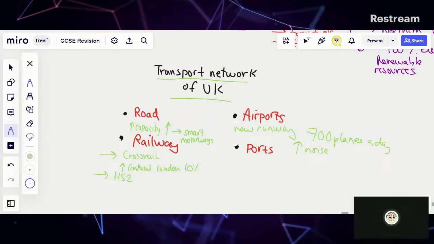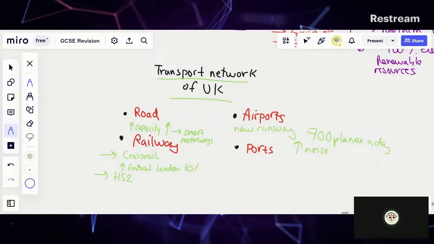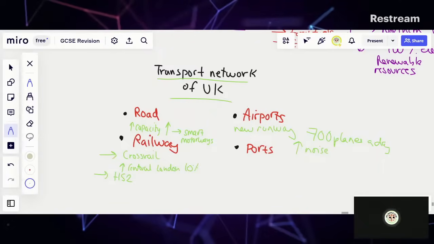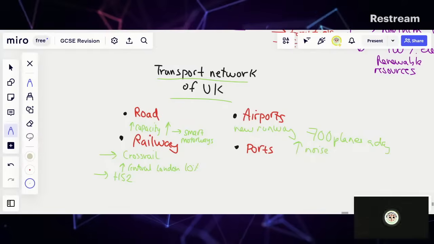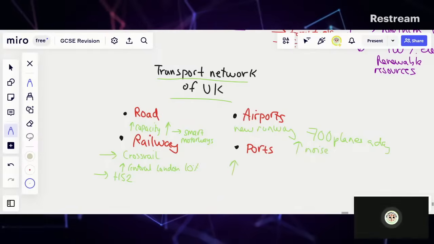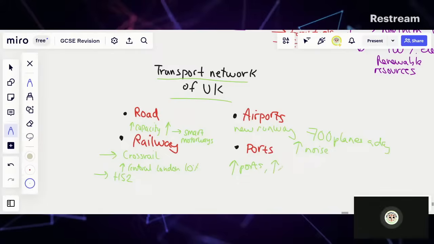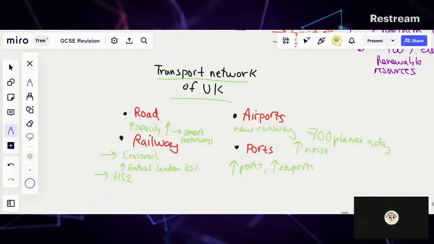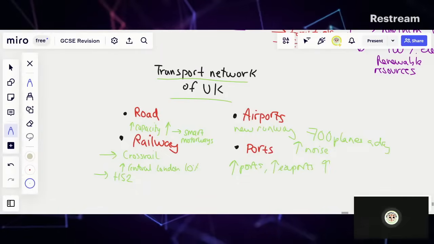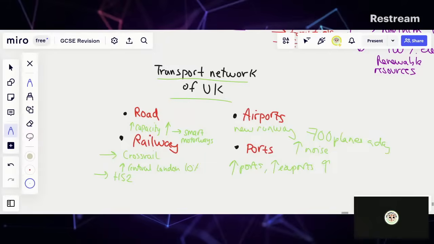And finally, ports. So things like the London Gateway. This handles the world's largest container ships, so they're increasing the sizes of the ports, which means that it has the increased exports and imports, and therefore a greater amount of UK economy.